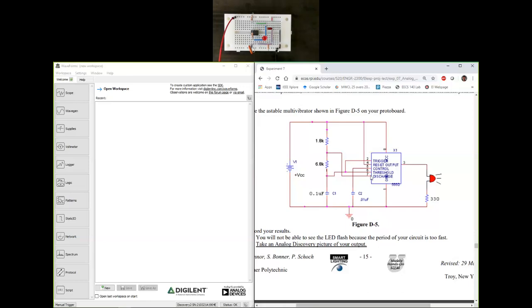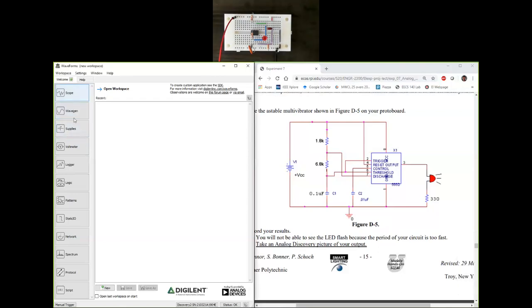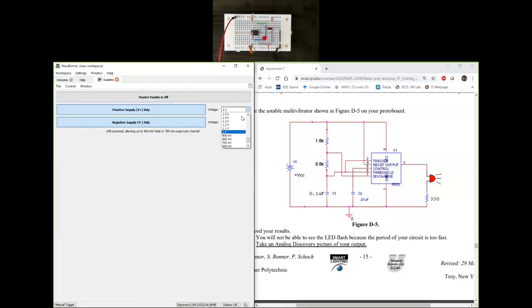Okay, so let's turn it on and see if it actually generates a square wave. Because the LED is connected to the output of this chip, you would hope that the LED blinks. So let's see. I'm going to use WaveForms here. I will go to the supplies tab, turn on the red wire, plus 5, and master is on. And as you can see, the LED is on.